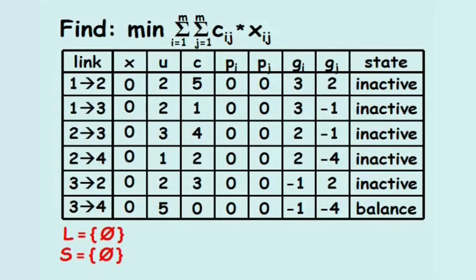To begin, we'll assign a set of labels L equal to the null set and a direction vector set S equal to the null set. Then we'll choose a node whose surplus g of k is positive, such as node 1. If no such node can be found, then the network is either optimal or infeasible. The next step is to add the chosen node to the label set L. So the label set now includes node 1.